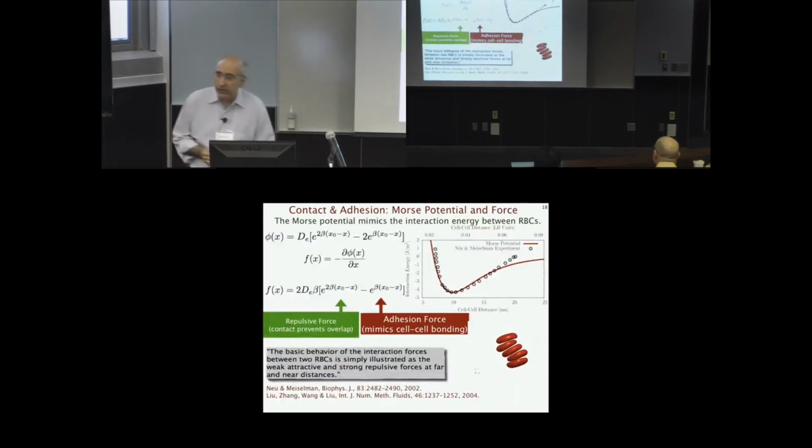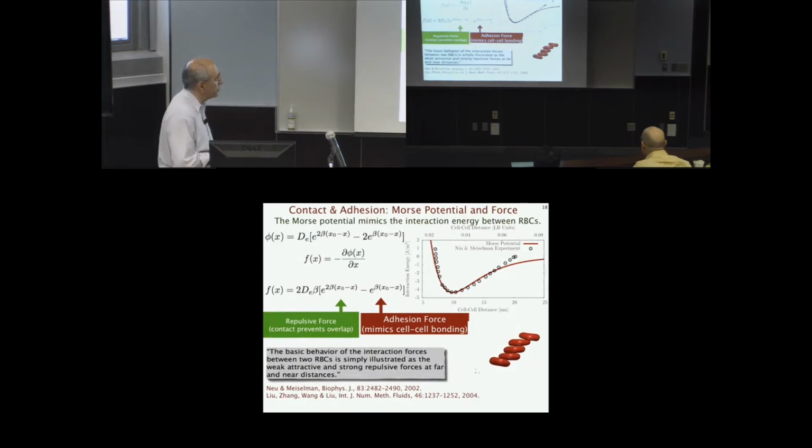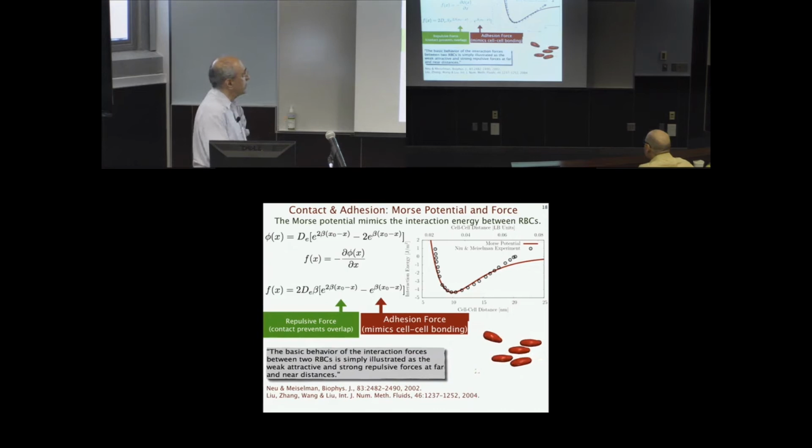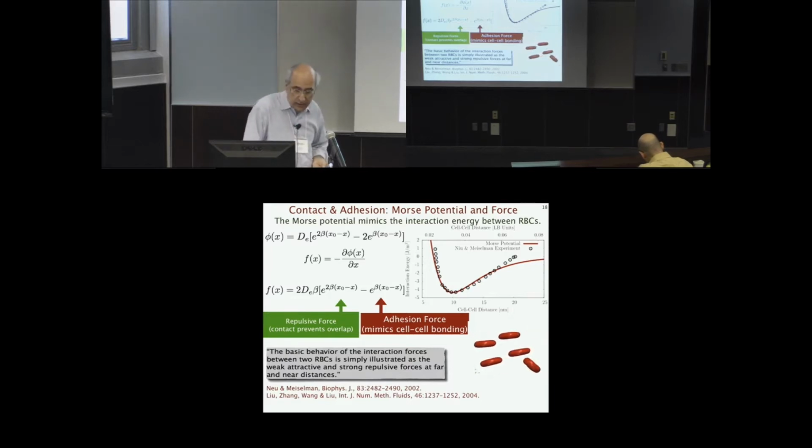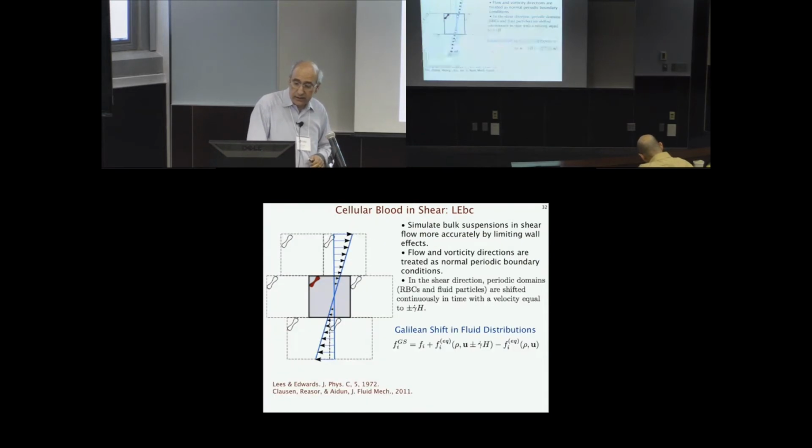One important aspect when you're doing suspension is to be able to capture the particle-particle interaction. That's really very important when we're doing dense suspension. And we use a Morse potential type model to mimic the cell-cell interaction. And we can resolve the interaction, as compared to experiments, to very, very small distances in the scale of nanometers. So we are comfortable with doing dense suspensions and analyzing the particle-particle interaction.